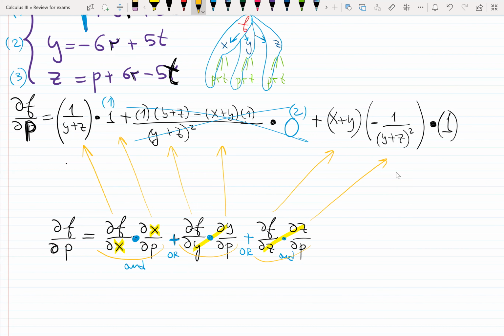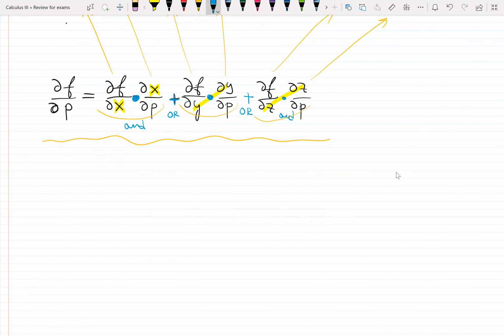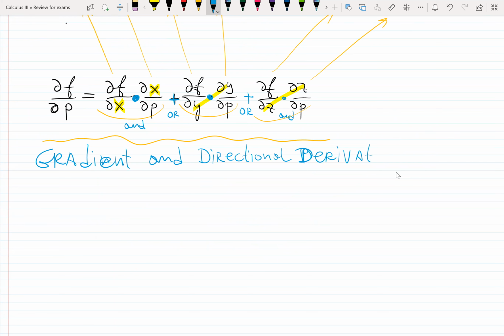Gradient and directional derivatives. Let's see that. Let me know if the sound is not good. Gradient and directional derivative.